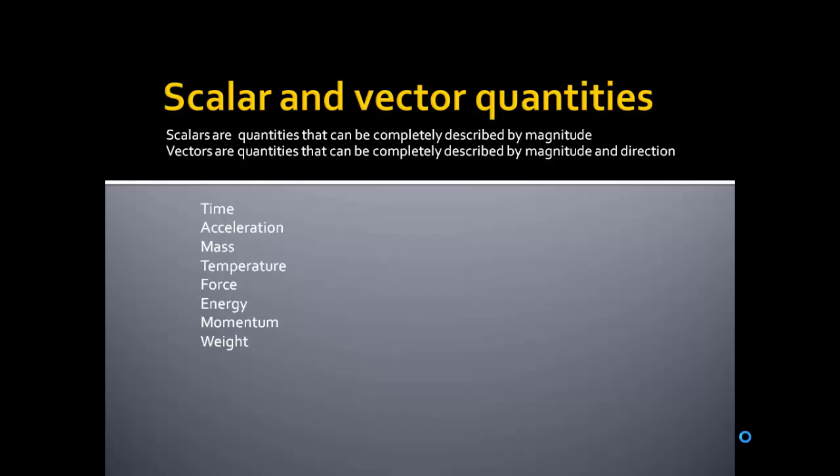Let us divide these given quantities into scalar and vector quantities. Let us start with time. So let us say it is 5 o'clock. So 5 o'clock in which direction? Now that's just meaningless. So time is a scalar quantity.